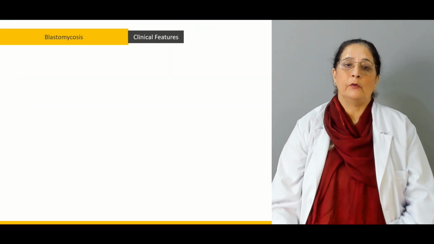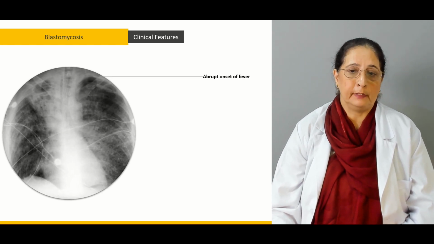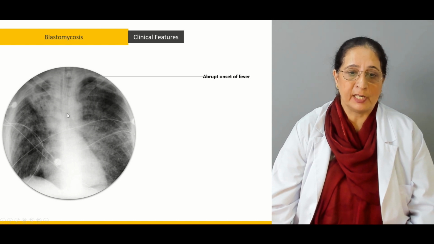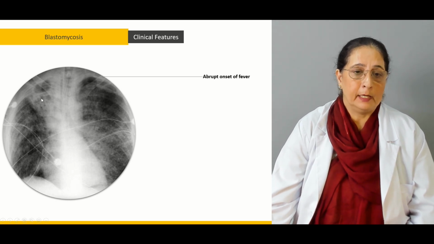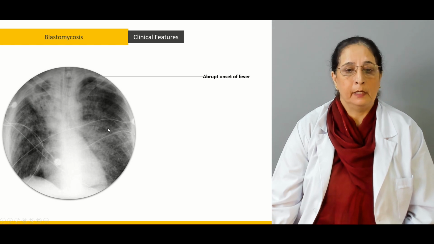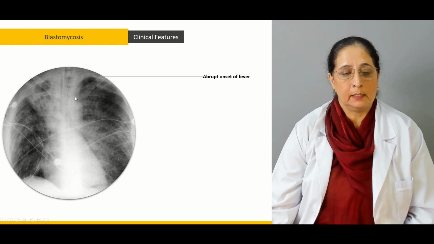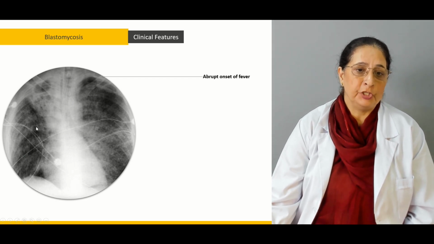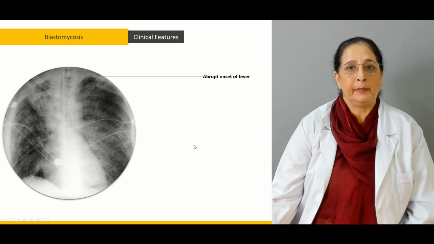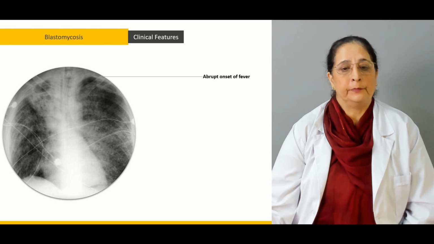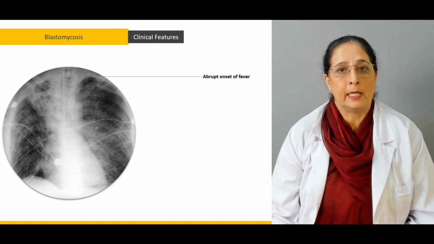Clinical features of blastomycosis, we have abrupt onset of fever. You can see the chest x-ray very congested, and there is also cavitation. And also there are the hilar markings, and there is a lot of congestion of the chest also with some effusions present. And so it's a bad condition, and there is a lot of massive involvement of the lung parenchyma with blastomycosis.